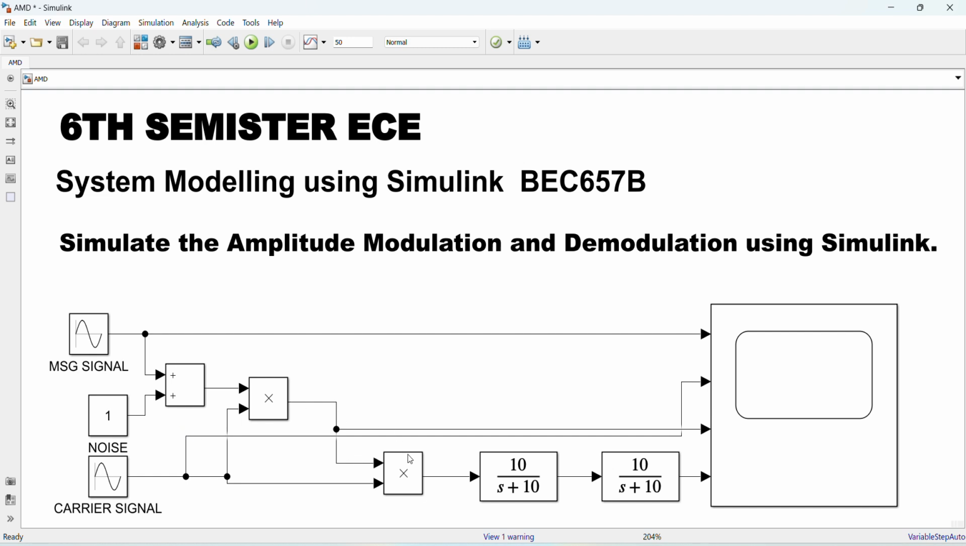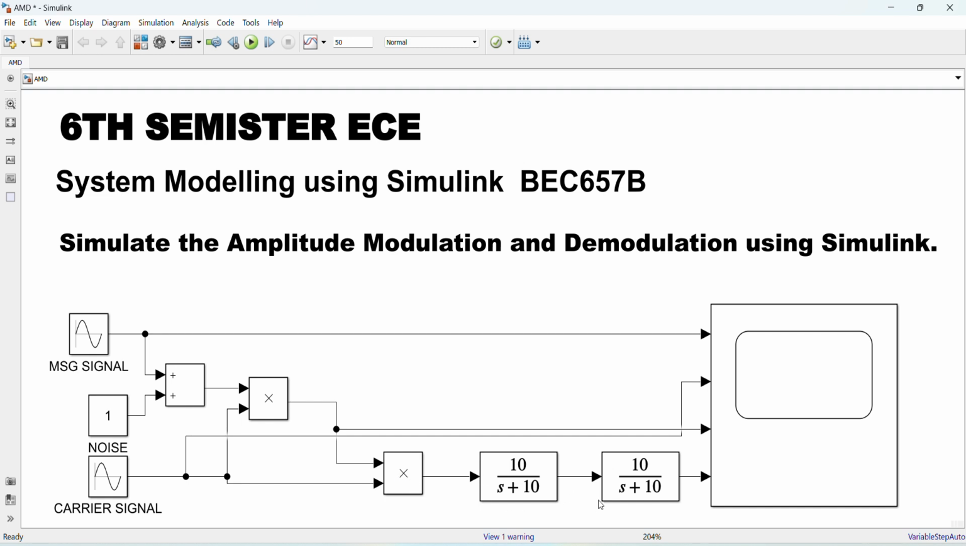Then we move on to the demodulation block. To recover the message signal, we use amplitude demodulation. Multiplication with the carrier signal brings it back to the baseband signal.